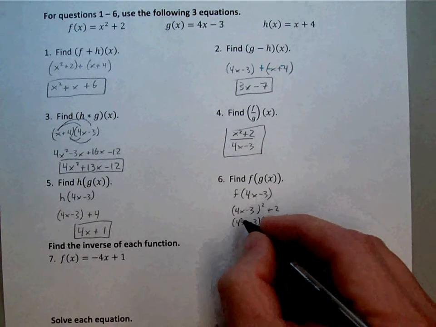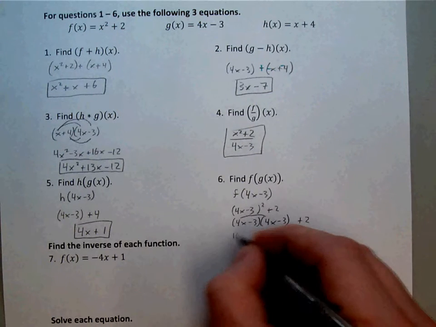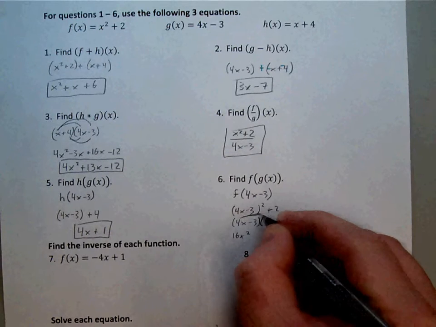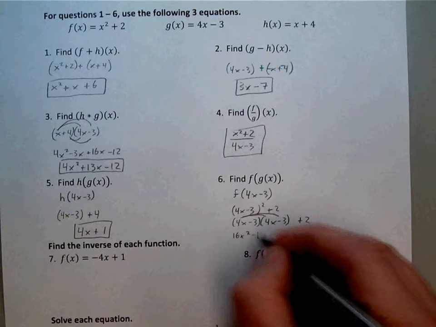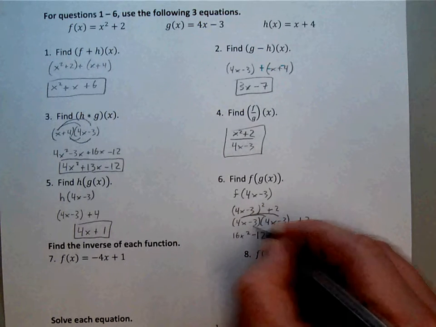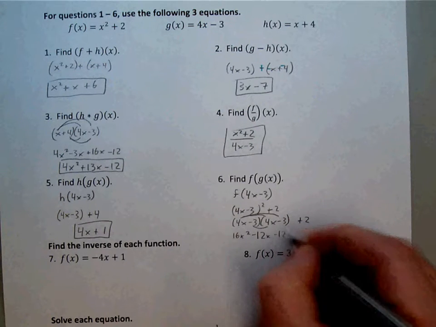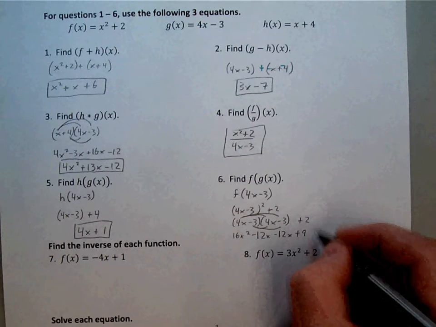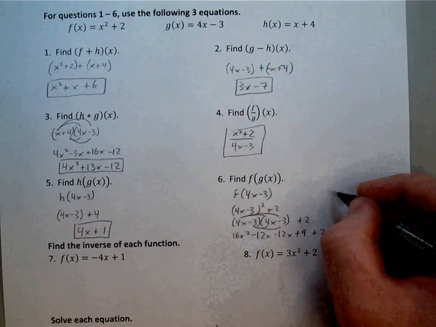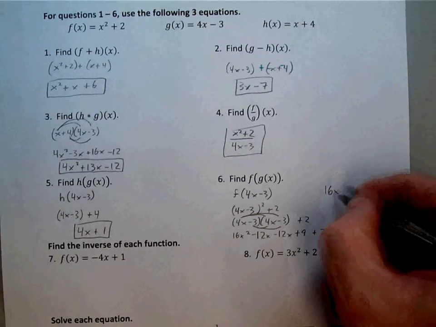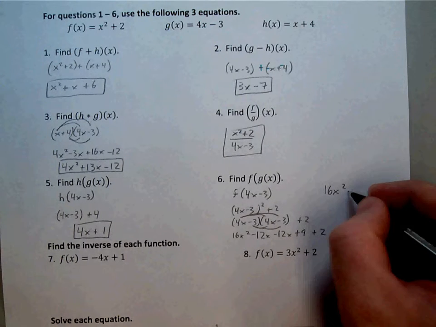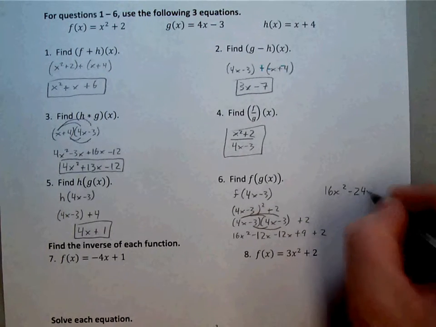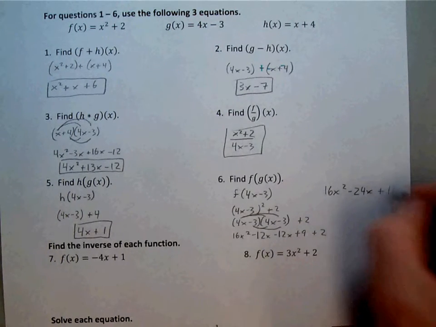So we get 16x squared minus 12x, another minus 12x, plus 9, and then at the end I have plus 2. Combine all like terms, I've got a 16x squared. Negative 12x and negative 12x make a negative 24x. And 9 and 2 make 11.